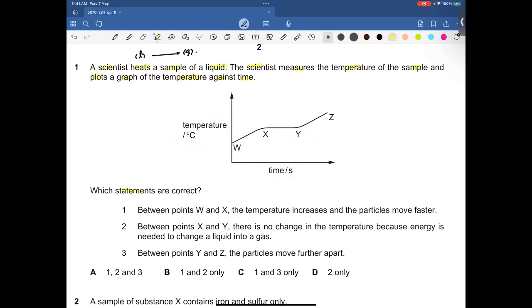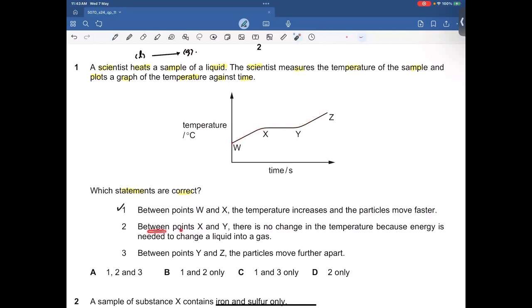Which statements are correct? Between point W and X, the temperature increases and the particles move faster. Obviously, this is your liquid, this is your liquid plus gas, and this is only gas. So from here to here, temperature rises. So the first statement is correct.